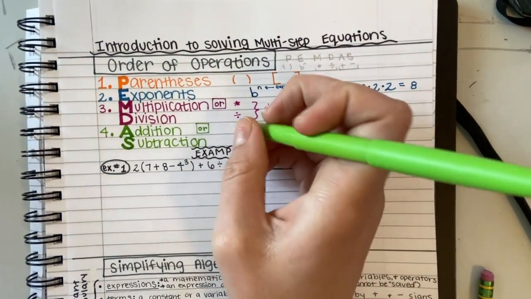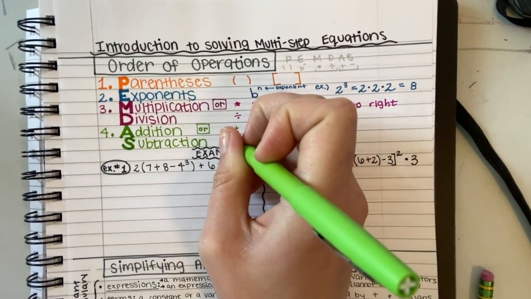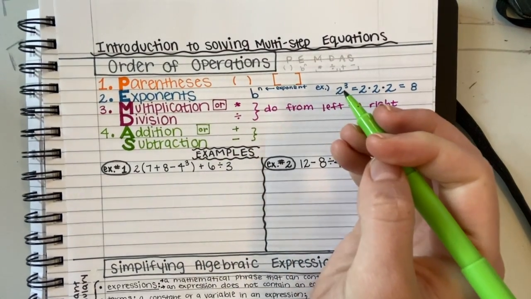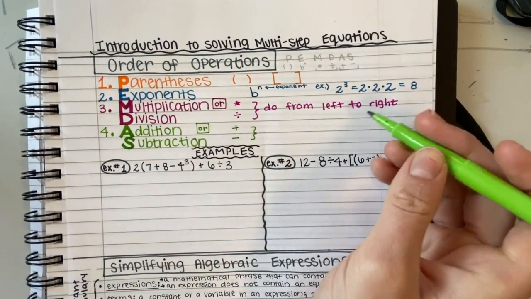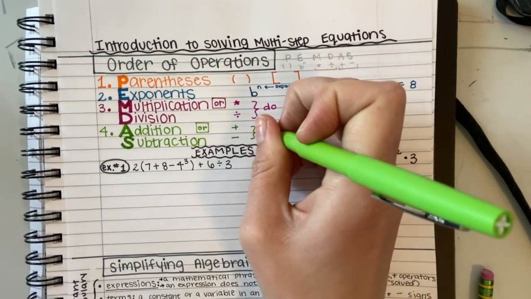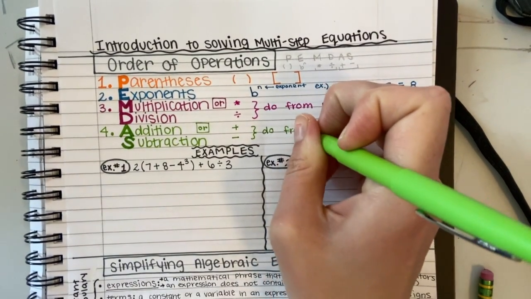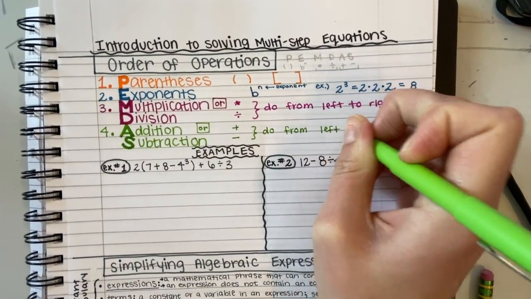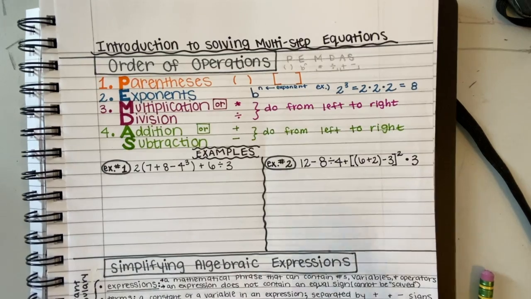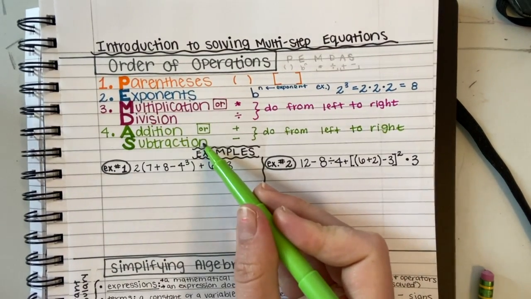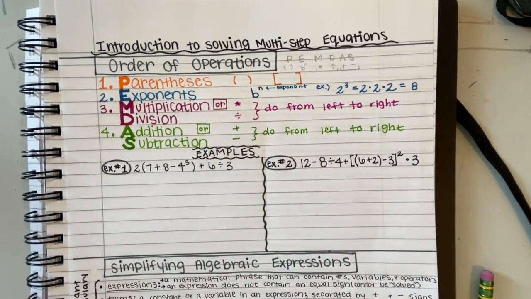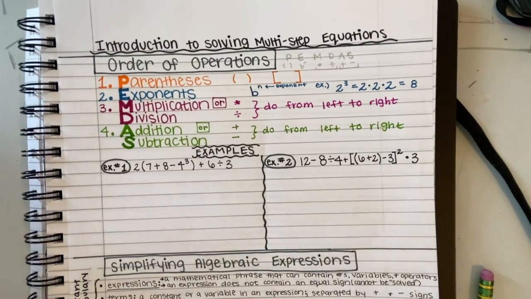My fourth step is going to be addition or subtraction. Once all the other operations have been performed and you only have addition and subtraction left, then you do addition and subtraction from left to right as well. So I'm going to write the same thing: do from left to right. This just reminds me that if subtraction comes first from left to right, then I'm going to do the subtraction first. Hopefully when we look at some examples, this will feel a little bit easier.